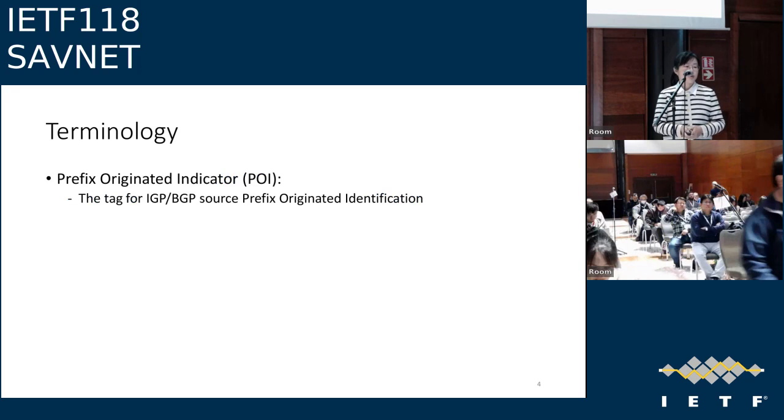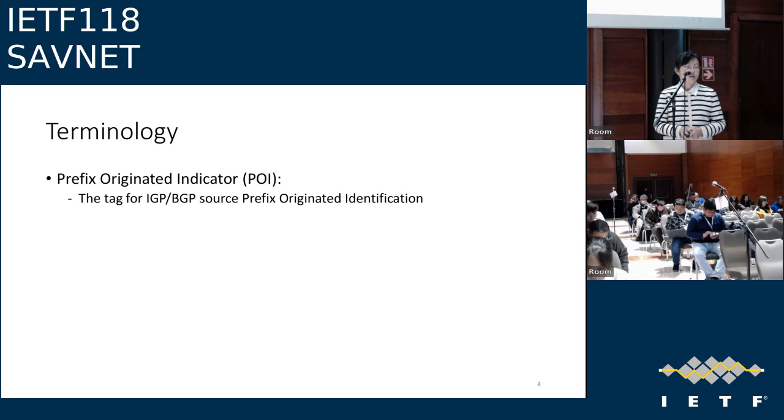In this draft, we introduce a new terminology: prefix originated indicator. This indicator is a tag used for IGP or BGP route source origination identification. It means that the POI can be used for indication or identification of the prefix source, location or directionality.